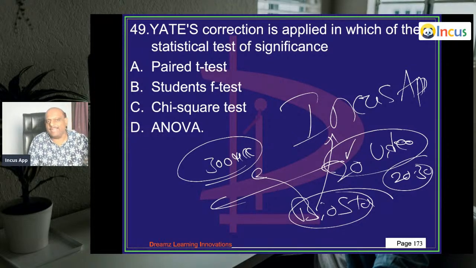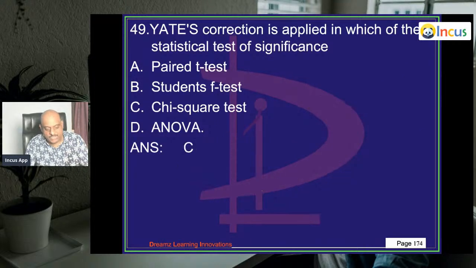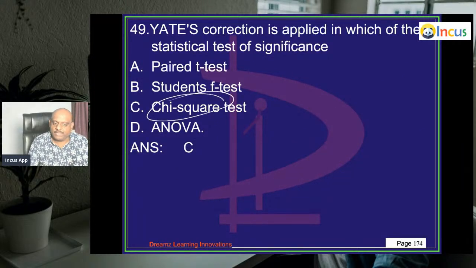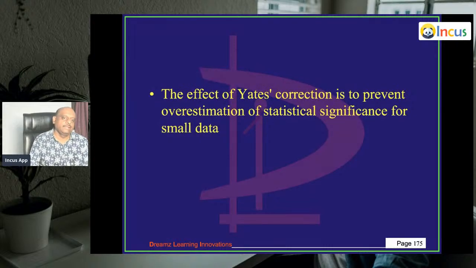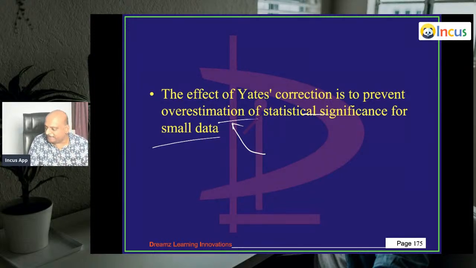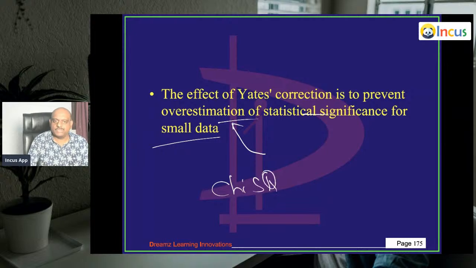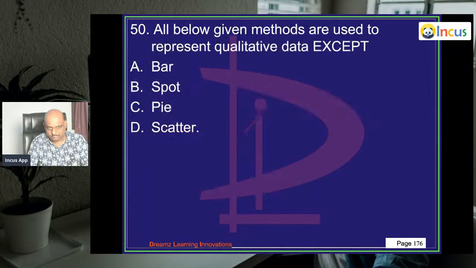Now, age correction is applied to which statistical test of significance? Chi-square test. So you want to prevent overestimation of the statistical significance whenever the data is small. So whenever you are using the chi-square, you use the age correction.